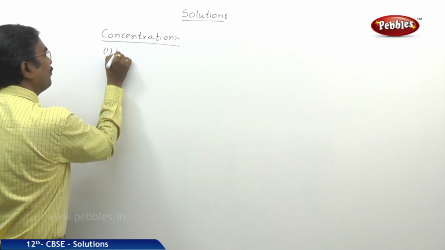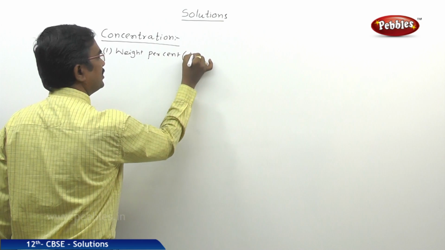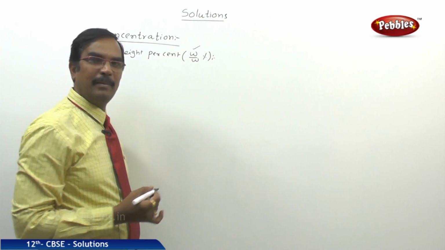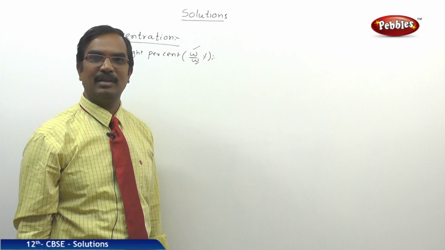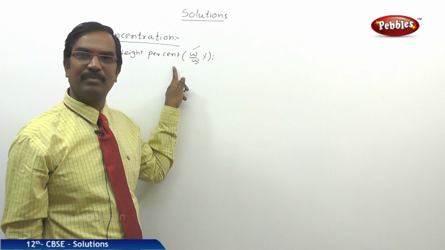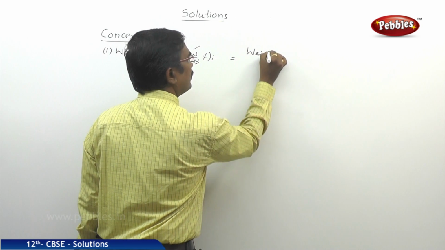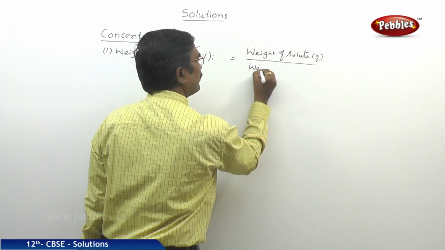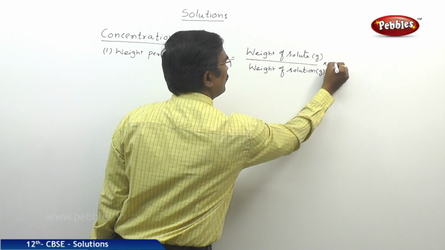Let us see the first one, weight percent, which can also be written as W by W percent. The weight of the solute present in 100 grams of the solution is called weight percent. It is also one of the concentration terms. As per definition, we can write this as weight of solute in grams by weight of solution in grams into 100.